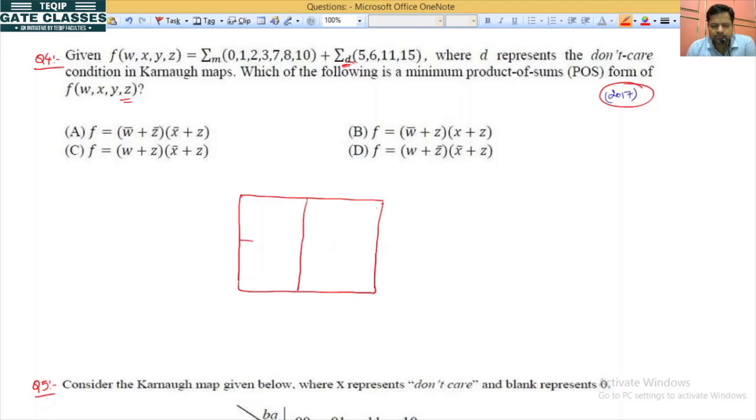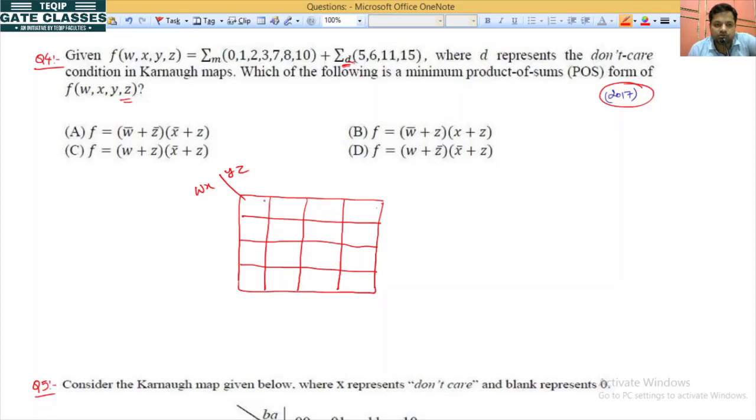Generally a 4 variable K-map is asked. Okay? Maximum time. So it will be wx, yz. Since we know the output is in product of sum, we will go for the product of max terms, the max term K-map. Okay? So we go for the max term K-map.